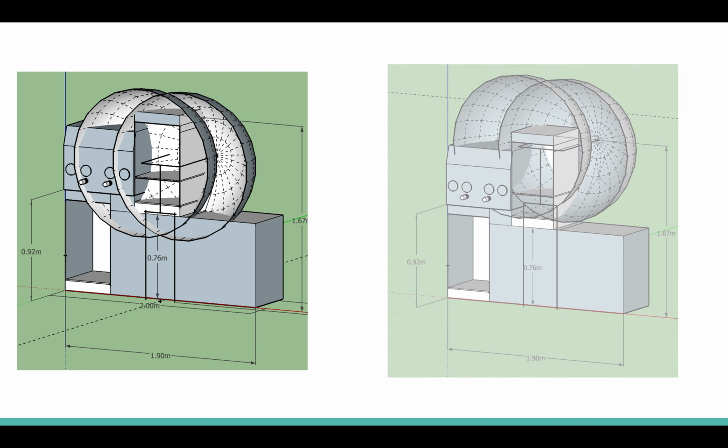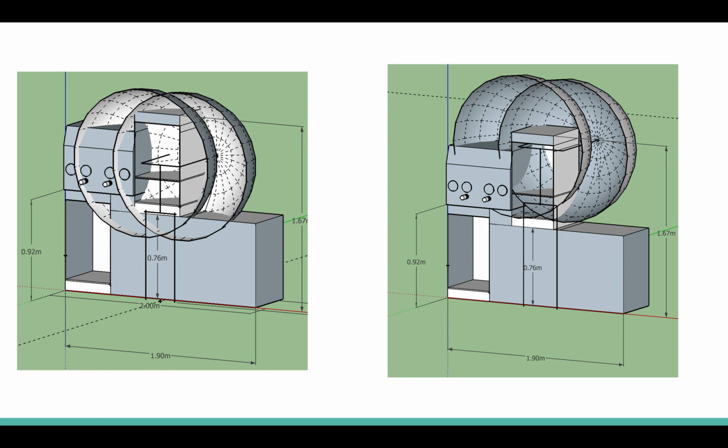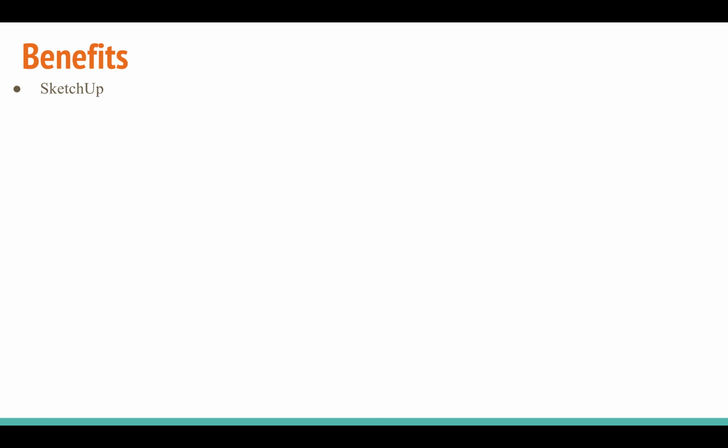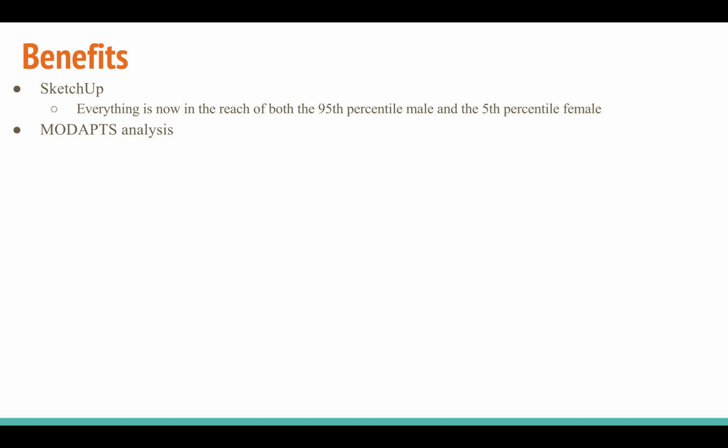And as you can see in our new SketchUp, the 95th percentile male on the right is being able to touch the key points on the espresso machine and in the fridge, and as well as our 5th percentile female. So just to review the benefits of our new layout, everything is now in the reach of both the 95th percentile male and the 5th percentile female.